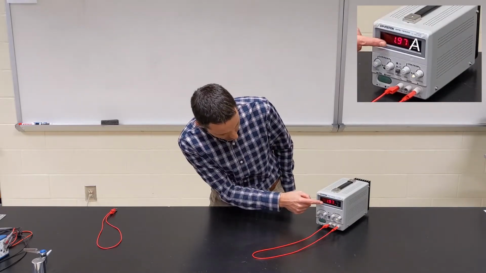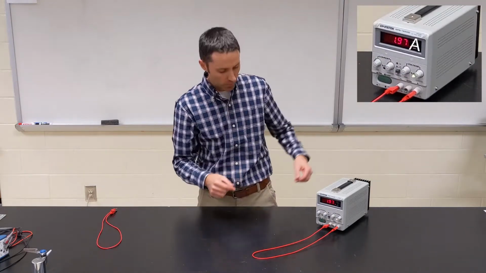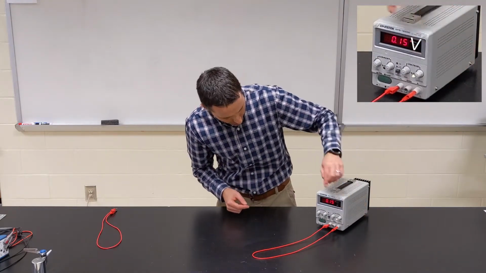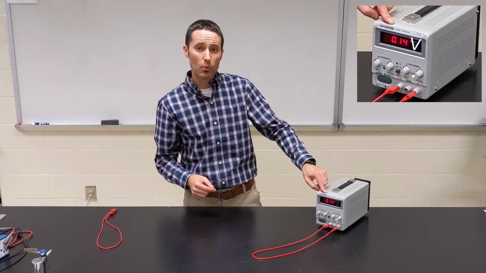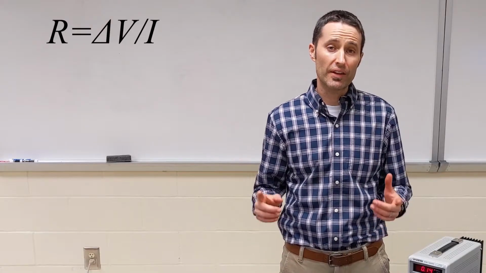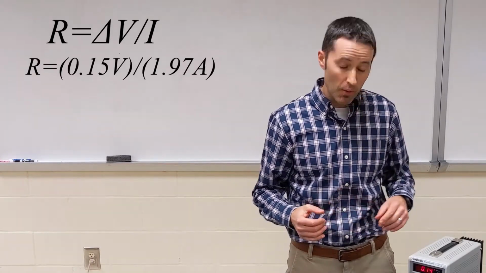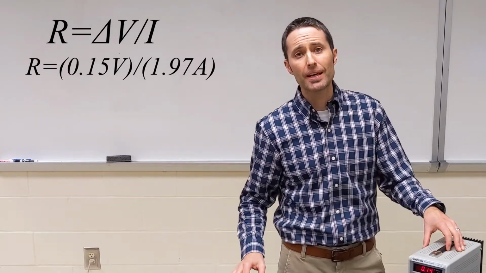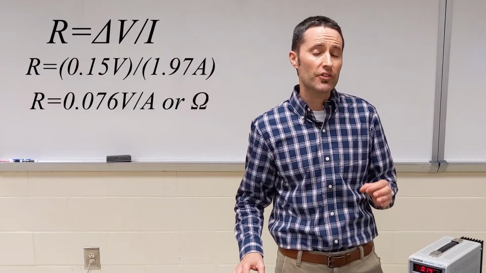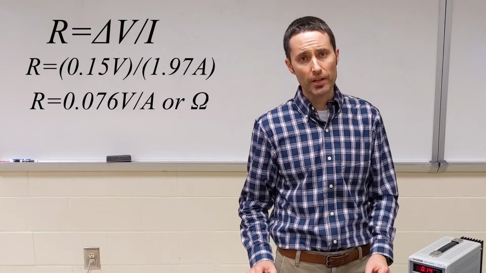We can see that there's about 1.97 amps of current flowing through this wire when there's a potential difference of about 0.15 volts across it. So we can calculate the resistance of that single wire by taking 0.15 volts divided by 1.97 amps, and that gives us a resistance of about 0.076 ohms, a little bit under 1/10 of an ohm.